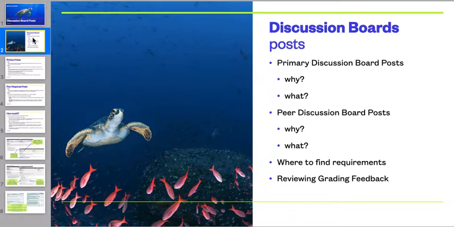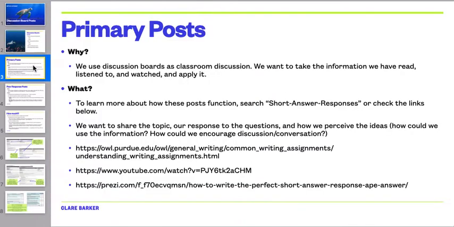To give you a gauge of where we're going today, we're looking at the why and what for primary discussion board posts, the why and what for peer discussion board posts, and then where to find requirements, because sometimes they're there and sometimes they're not. So we're going to look for exactly what they look like and how to find them. And then an encouragement to go in there and look at grading feedback, because often as not, that'll tell you how you're doing, not just by the number that you get for an assignment, but by the feedback itself on how you are accomplishing each part of the assignment.